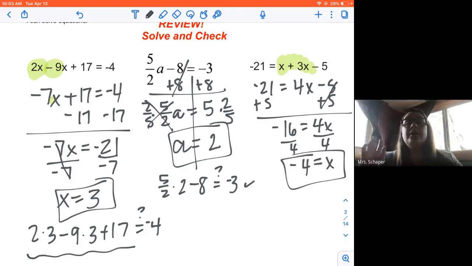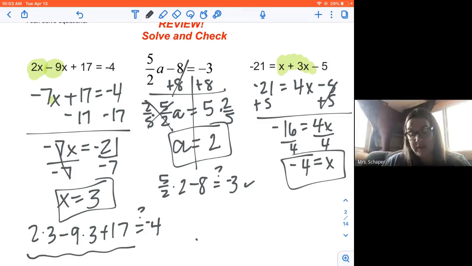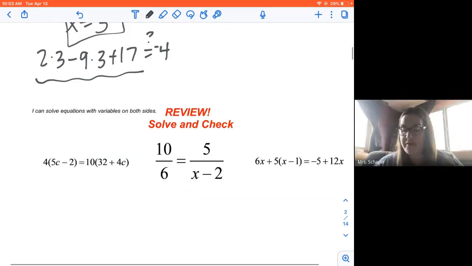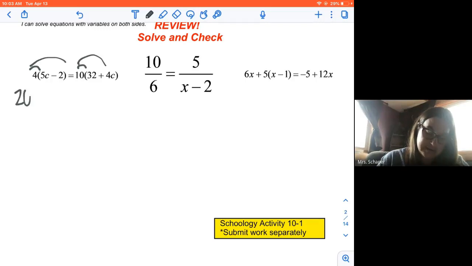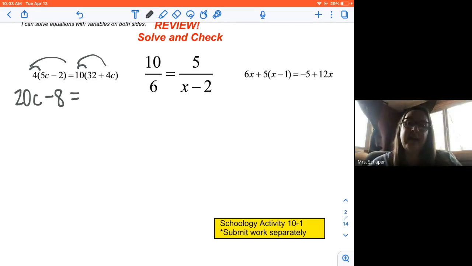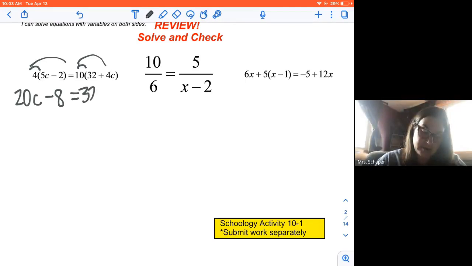Okay. This last slide that I'm going to show you is going to have some distributing and combining like terms in it. And then your activity is to work on your Schoology activities. So here we go. Let's distribute. So 4 times 5 is 20c. 4 times 2 is 8. 10 times 32 is 320. 10 times 4 is 40c.